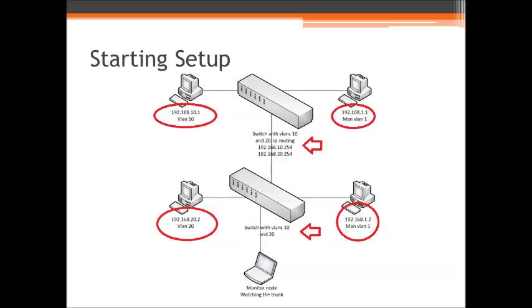What we got is a pair of switches, and they are connected to each other, and one of them is routing. I've got a pair of other VLANs, VLAN 10 and VLAN 20 here, and a management node watching the trunk line between them. So two networks, two VLANs, two switches, and then a couple of PCs on a third network that is the management network, and these are our management nodes. Both of those are connected to VLAN 1, which of course is our management VLAN.